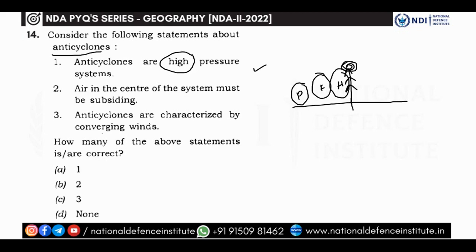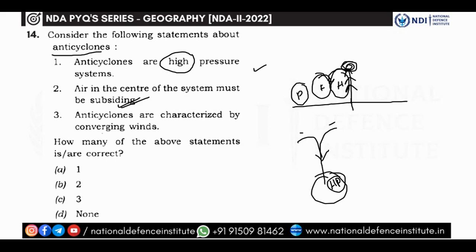But when that air converges here and subsides, just like two ends, one end from the Ferrel cell and one end from the Hadley cell subsiding, obviously that is where you will have the high pressure zone. So you will not have any clouds, and that is what statement 2 is telling. Air in the center of the system must be subsiding. Of course, that is right.